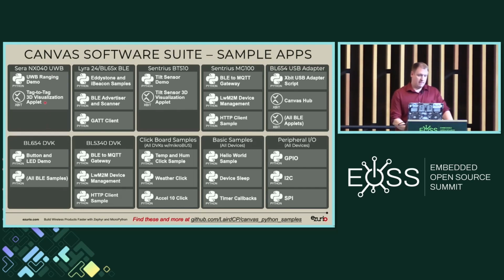Our UWB module, we have a ranging demo that will talk to a tag, will talk to 3 endpoints, and with our desktop application, give you a 3D location visualization in a room. So that's a pretty cool demo. And then our gateway, we have our BLE to MQTT sample that people can customize for their needs.